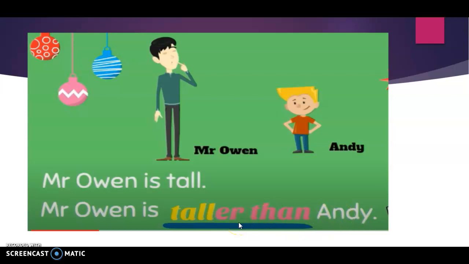What do we notice? To form the comparative adjective, we use letters E and R. In front of the second person, we find the word than. In red, we have the ingredients needed to make a comparison. So tall becomes taller. And before Andy, there's the word than.